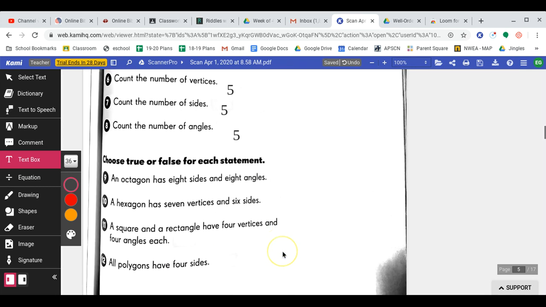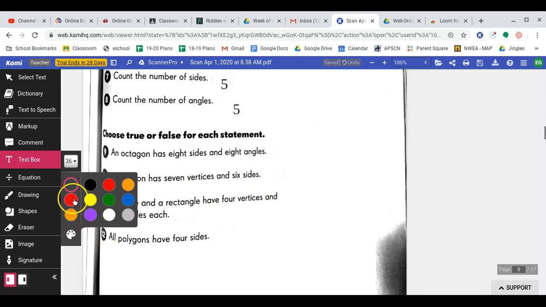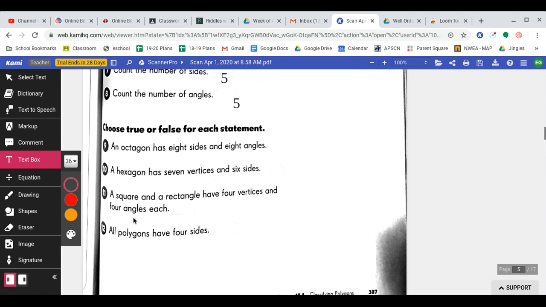Okay. Choose true or false for each statement. Does an octagon have 8 sides and 8 angles? Yep, true. Does a hexagon have 7 vertices and 6 sides? That is false. A hexagon has 6 vertices and 6 sides. They line up. They should be the same number. A square and a rectangle have 4 vertices and 4 angles each. True. That's right. Those are both quadrilaterals. They have 4 vertices and 4 angles.